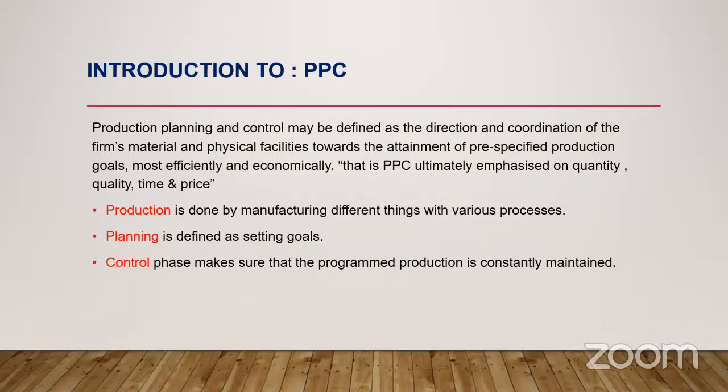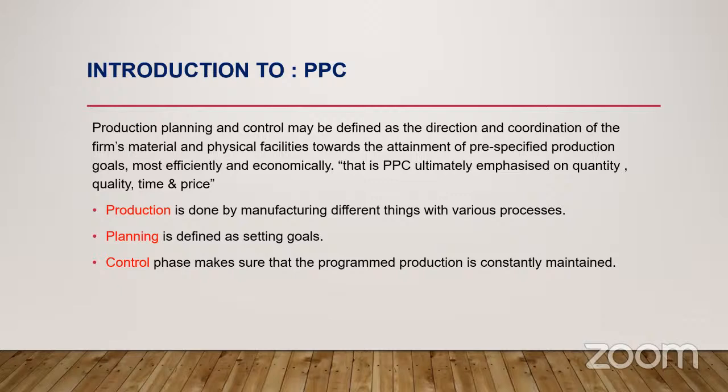And achieving that particular goal most economically as well as most effectively is known as OPC, or it is called PPC. That means the production planning and control or the operation planning and control, right? So production planning and control ultimately emphasizes quantity, quality, time, and price.